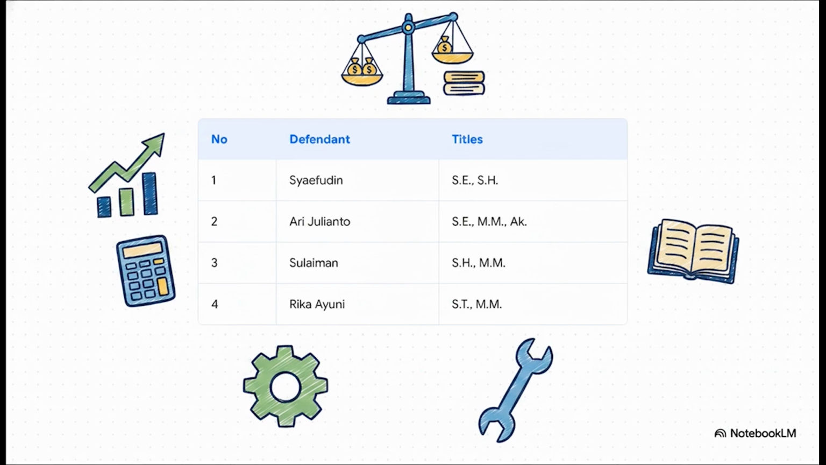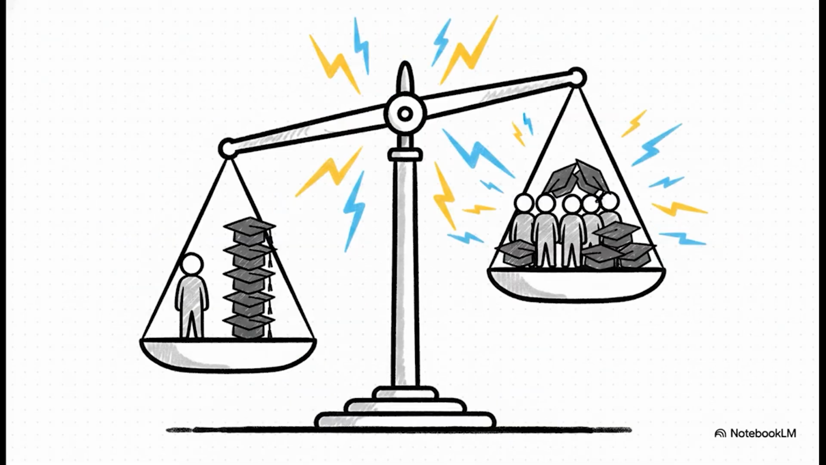First up, Syaefudin, who holds degrees in economics and law. Second is Julianto, an economist with a Master of Management and a professional accounting certification. Third is Sulaiman, bringing another law degree and Master of Management to the table. And finally, Rika Ayuni, who holds a Bachelor of Engineering and a Master of Management. So we're looking at top-tier experts in economics, law, management, accounting, and engineering. And this brilliantly illustrates the sheer weight of professional expertise involved in this single clash.